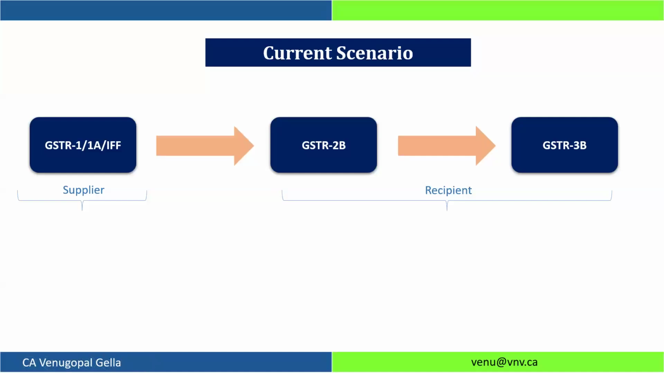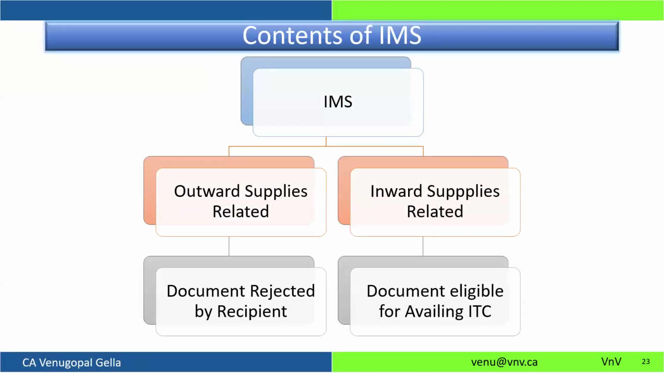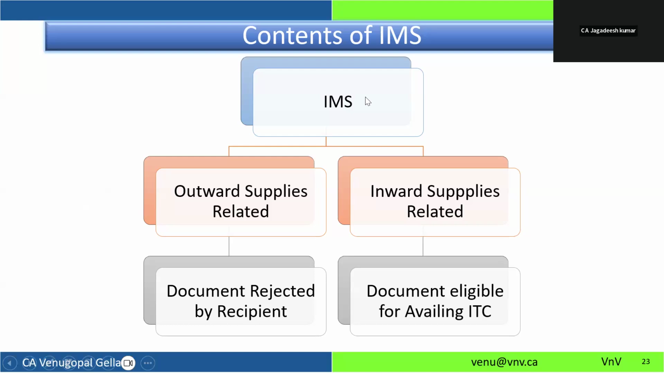So moving on to the next slide. What are the contents of the IMS? IMS will have two dashboards. One is for the supplier and the other is for the recipient.